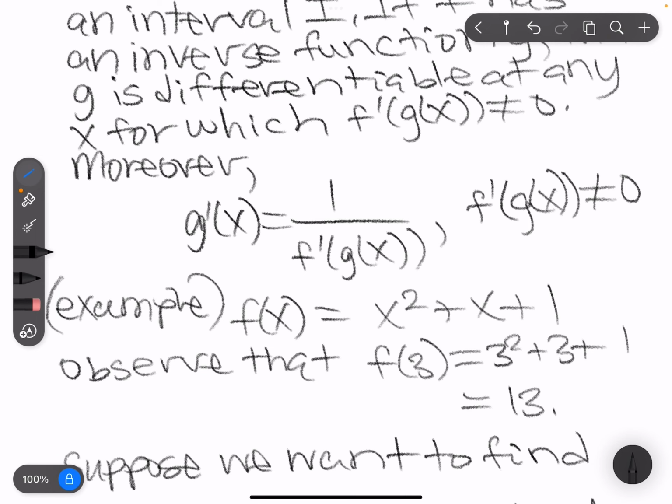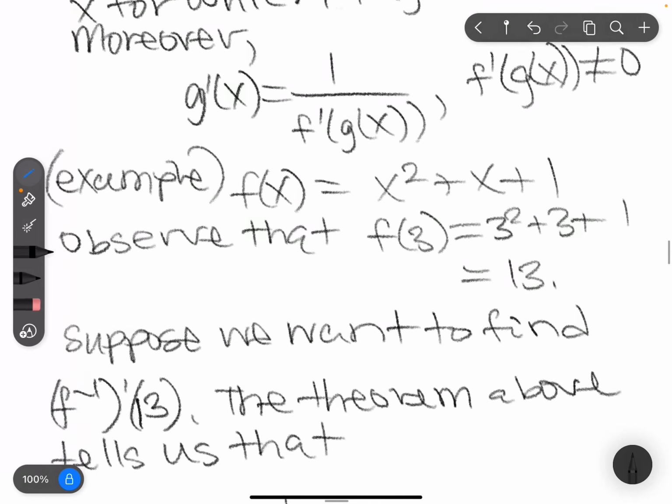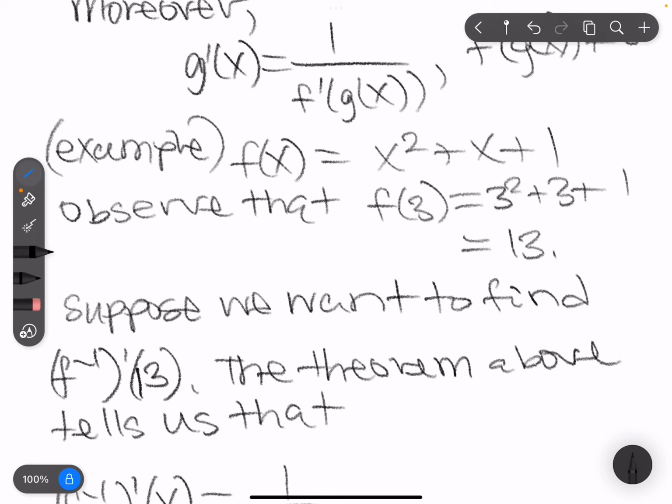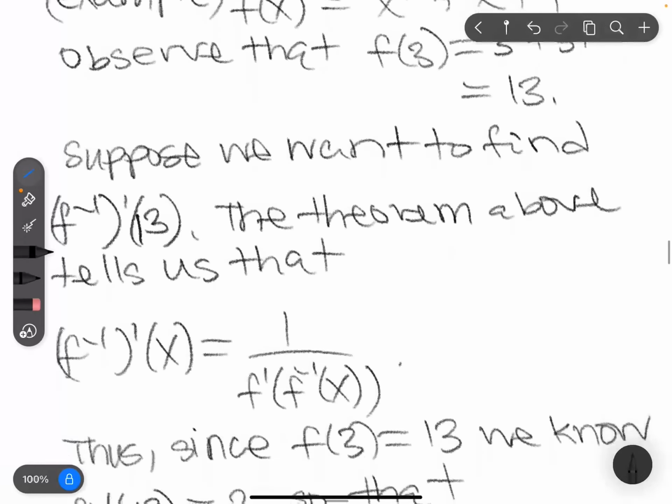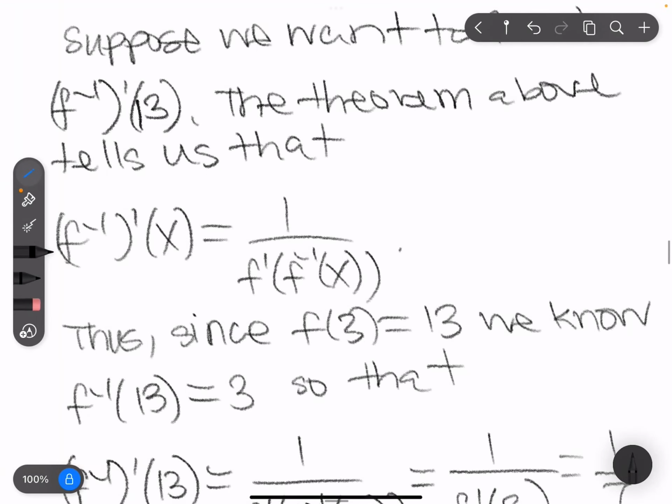For example, let's look at f of x equals x squared plus x plus 1. Observe that f of 3, for example, is equal to 13. Now suppose we wanted to find the inverse function's derivative at 13. The theorem above tells us that f inverse prime of x is 1 over f prime of f inverse of x.